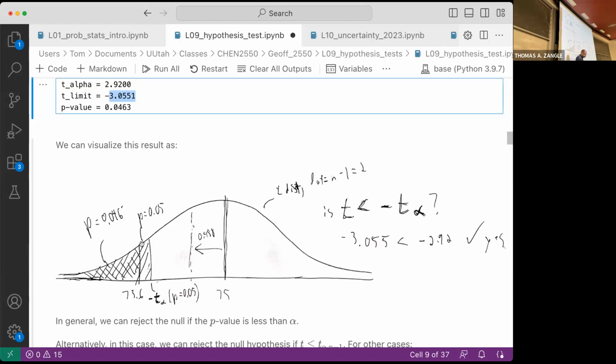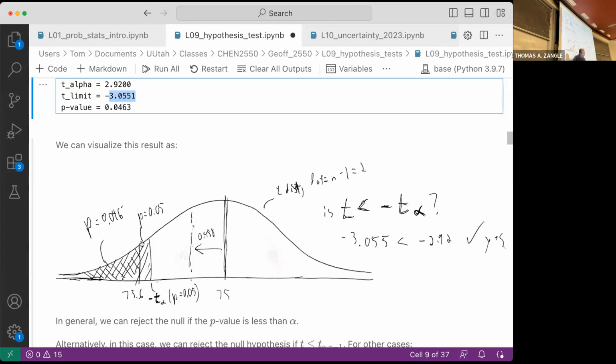Yeah, go ahead. Is it 4.6%? Yeah, it's 73.6. It's 73.6 or less. That's correct. Yeah, that is correct.